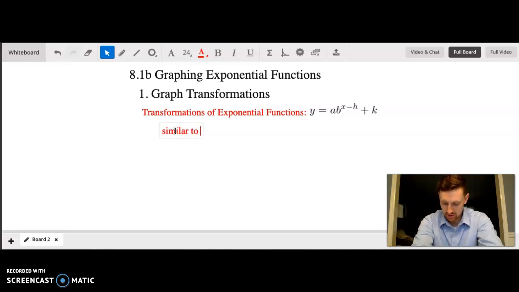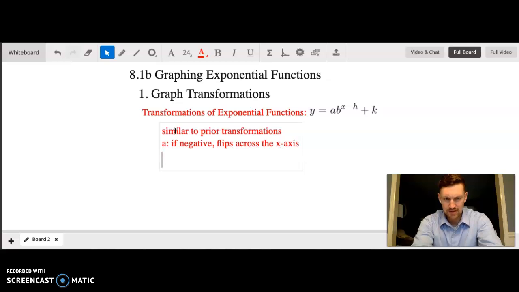They are similar to prior transformations. Just as we saw before, a typically does something to the width, either stretches it vertically or horizontally, wider or narrower. H typically moves the vertex, the main point, left to right. And then k typically shifts the whole graph up and down. So for the value a, if it's negative, it flips across the x-axis.